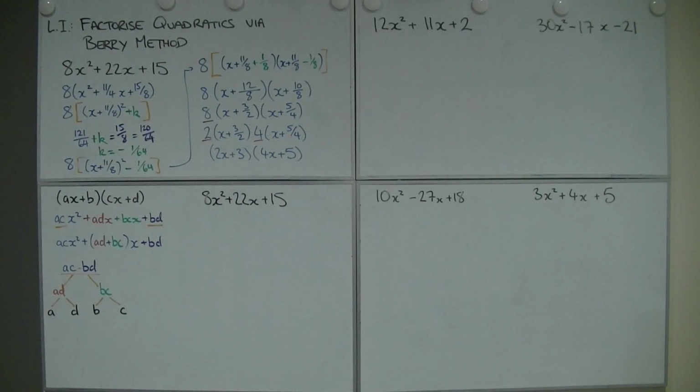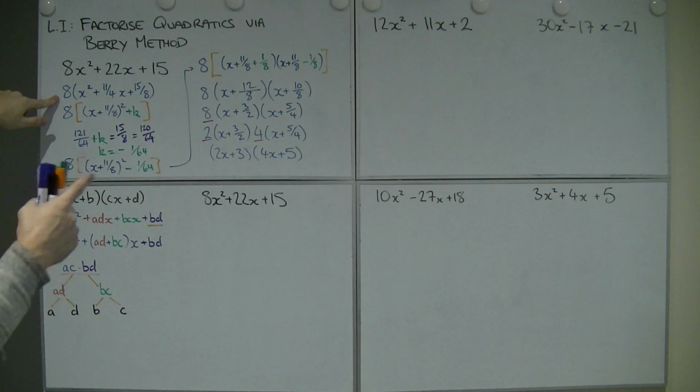Okay, factorizing quadratics via Berry method this time. Okay, so 8x squared plus 22x plus 15. I've done this via completing the square, just to give you an idea of why you don't want to do that. You can fast forward if you want, but this is just running through how I did it.